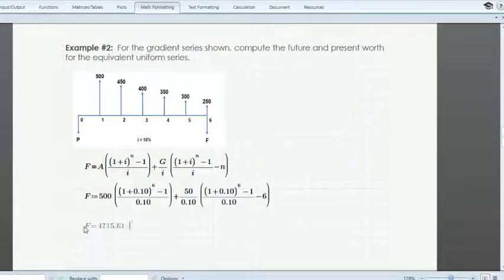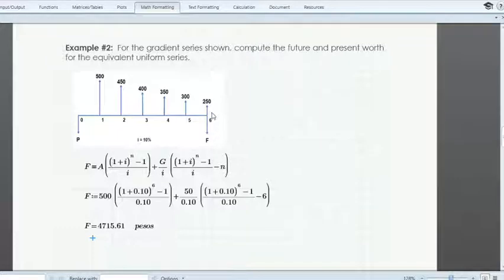So, F is equal to 4,715.61 pesos. So, kung ang sagot natin kay number 2 is 4,715, mali itong sagot na ito. Bakit mali? Ano ang maling ginawa natin? As you can see here in the figure, the amount is decreasing. Pababa, di ba yung value niya? Tama? From 500, naging 250 na lang.